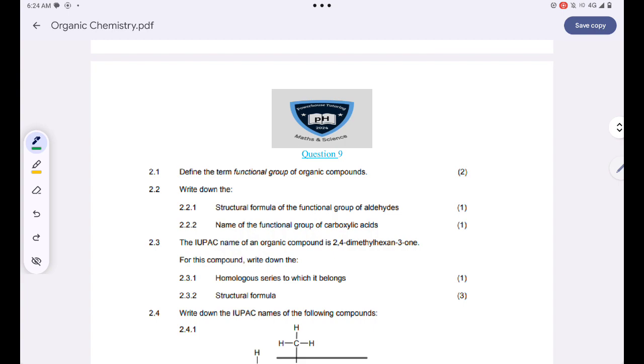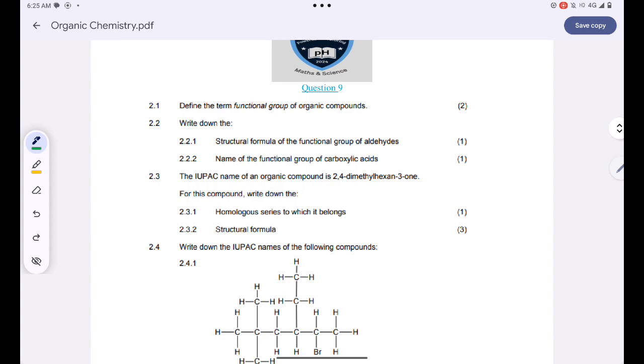Okay, first question, we are being asked to define the term functional group of an organic compound. A functional group, guys, is an atom or a group of atoms, or rather a bond, that determines the characteristics and the intermolecular forces of an organic compound. Okay.